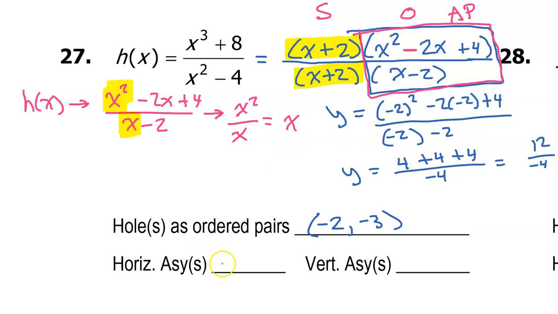So there will be no horizontal asymptote because it's just going to approach positive infinity and negative infinity. Vertical asymptotes come from the denominator, and we will ignore the part of the denominator that gave us the hole. So that leaves us with the x minus 2. If we set that equal to 0, that gives us a vertical asymptote of x equals 2.